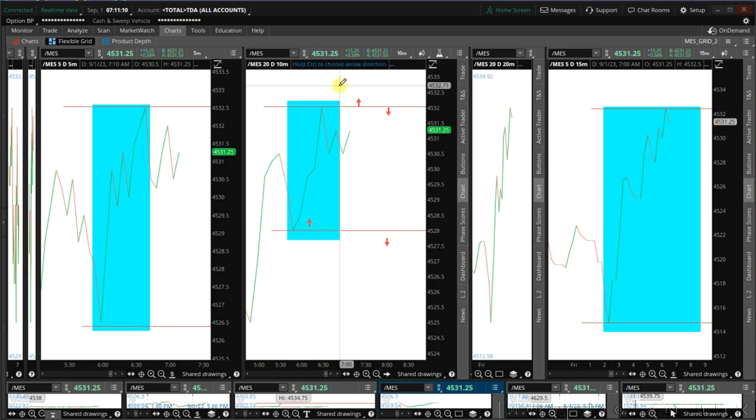5 minutes, 10 minutes, 15 minutes, all in alignment for a top. Now, if we break the top here, that would be a top reversal up, meaning the market's going to go up. But we're going to have a lot of spikes. So again, the prudent thing to do is wait until we fall here.